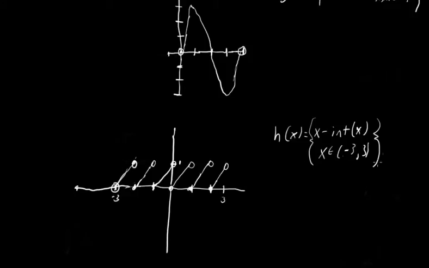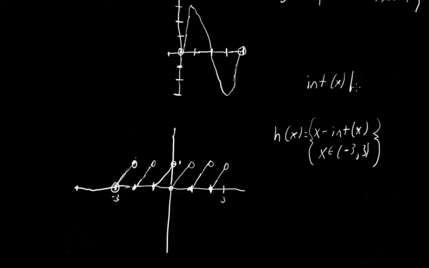Now in this example, we'll be looking at a pretty interesting function here. h of x equals x minus int of x, defined in the open interval negative 3 to positive 3. Hopefully you remember that int of x is the greatest integer function. It's also called a floor function. So it takes whatever you plug in for x and spits out the largest integer equal to or smaller than x.